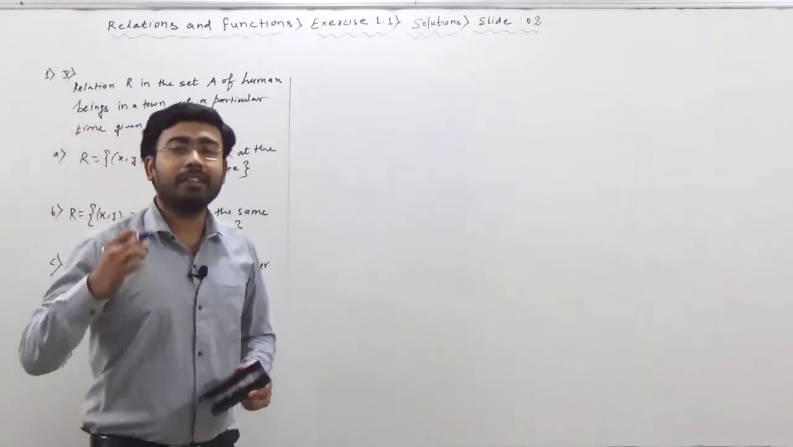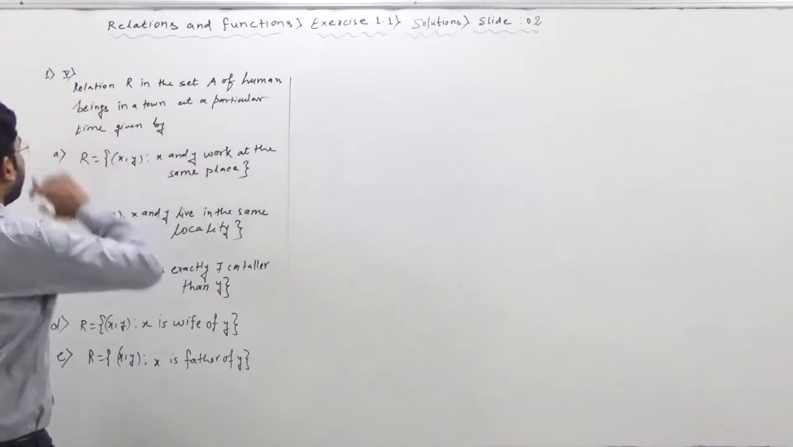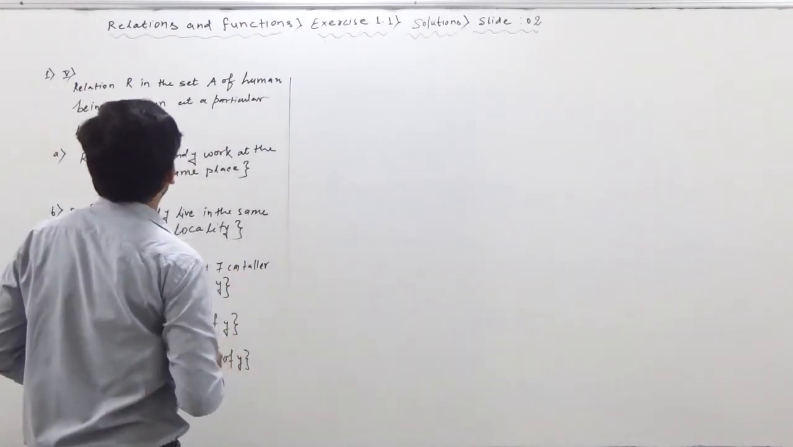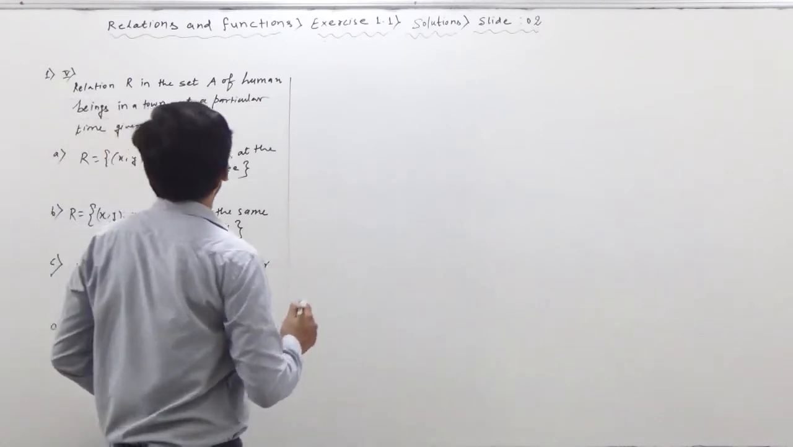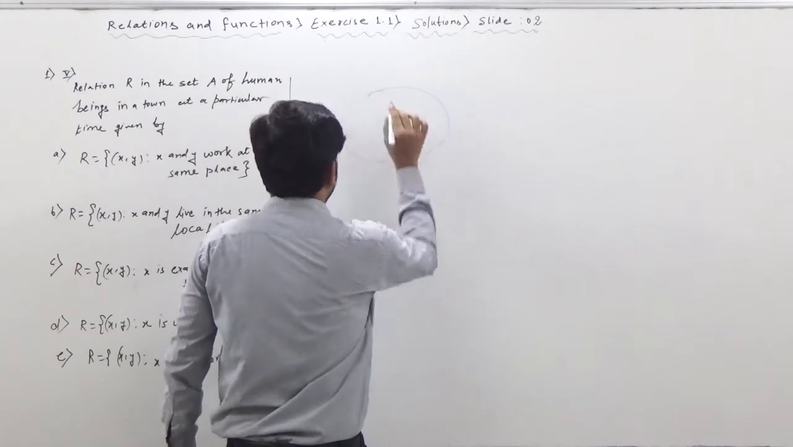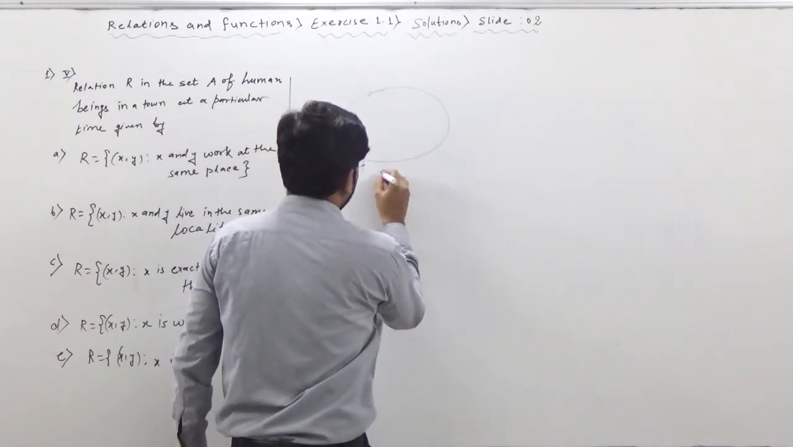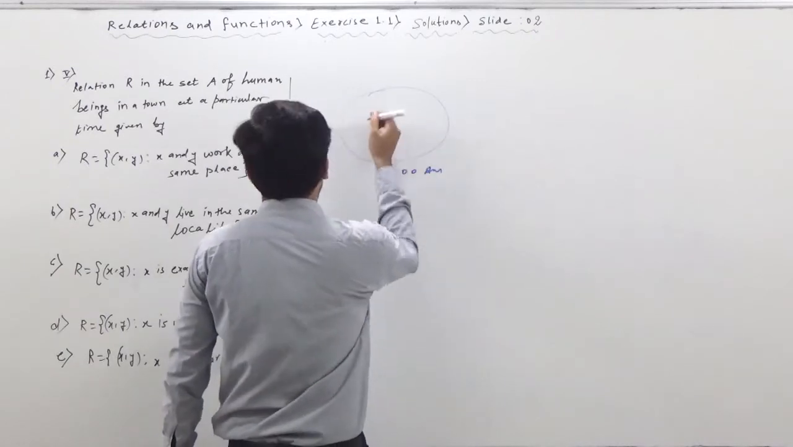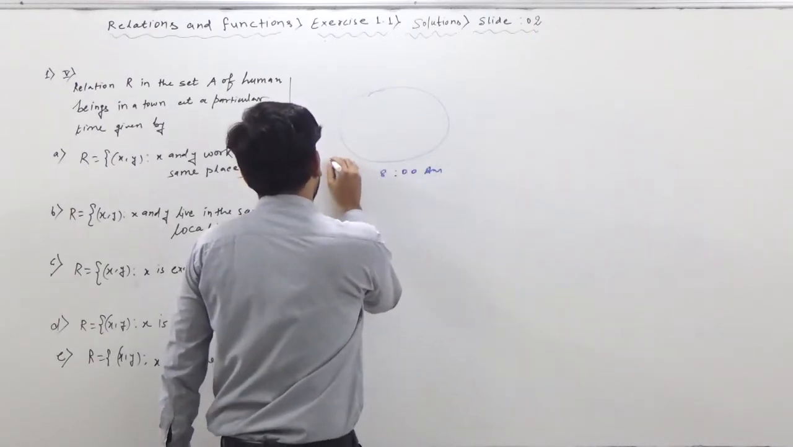Now we are continuing with the first question itself. The fifth one says: relation R in the set A of human beings in a town at a particular time, given by, at a particular time. Let's suppose at 8 o'clock in the morning, in a particular town, your town. Let's suppose New Delhi.